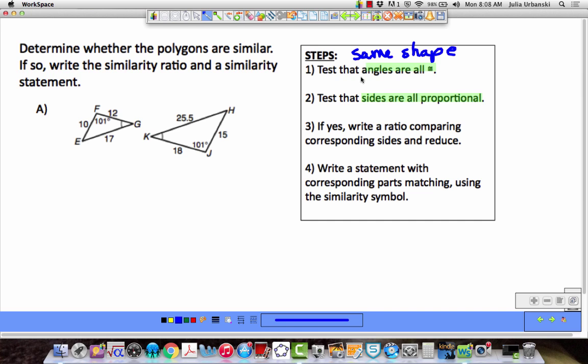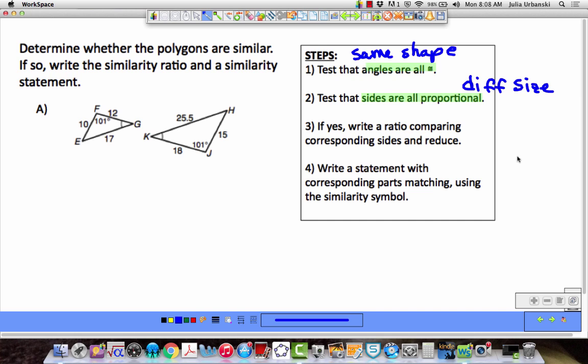What are sides going to do? What did the side lengths do? As one side length gets bigger, what happens to the whole shape? Bigger. So the side lengths has to do with having different sizes. The angles make the same shape. The side lengths make the different size. That's what happens in proportional or in similar shapes. Okay, you do whatever it takes to show those two things. If it's true, we'll find the corresponding ratio, and we'll write a similarity statement.